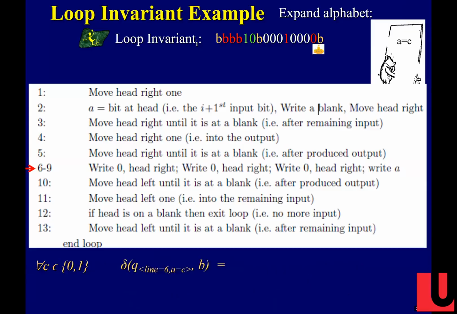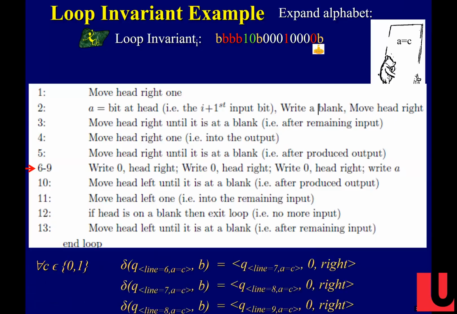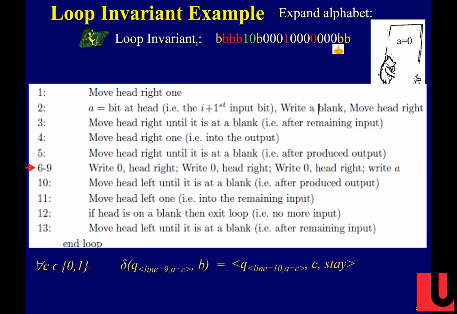Sir? Yeah. I just had a question about the transition from line 9 to 10. You mentioned that to go into another state, the head must move either left or right. But for line 1, all you have is write A, but you didn't move the head either way. So how did the state change to line 10?